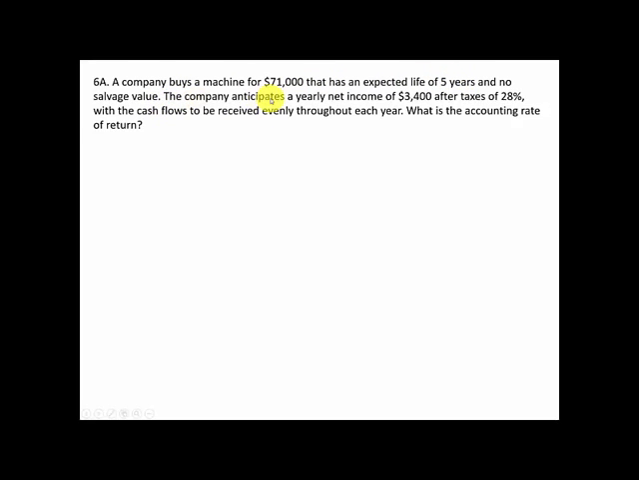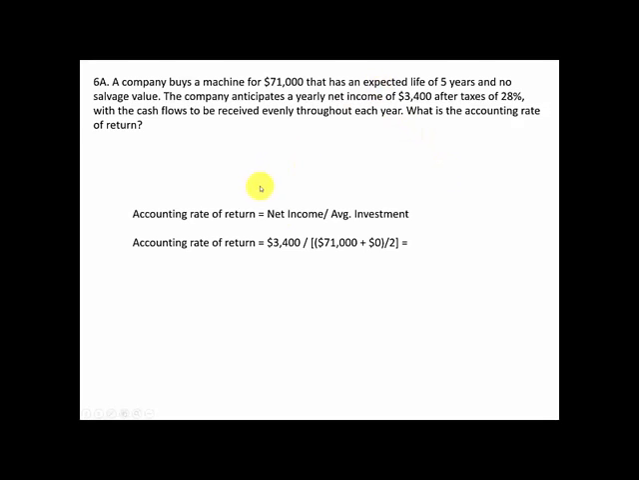Number 6, company buys a machine for $71,000 with an expected life of 5 years, no salvage value. The company anticipates a yearly net income of $3,400 after taxes of 28%, with the cash flows to be received evenly throughout the year. What is the accounting rate of return? Well, it's going to be the income of $3,400 divided by the average book value, which in this case the beginning book value is the cost, $71,000. The ending book value, since this has no salvage value, is going to be 0. Add the two together, divide by 2. That result goes into $3,400, and it's going to be $35,500 divided into $3,400, which is a 9.58% accounting rate of return.